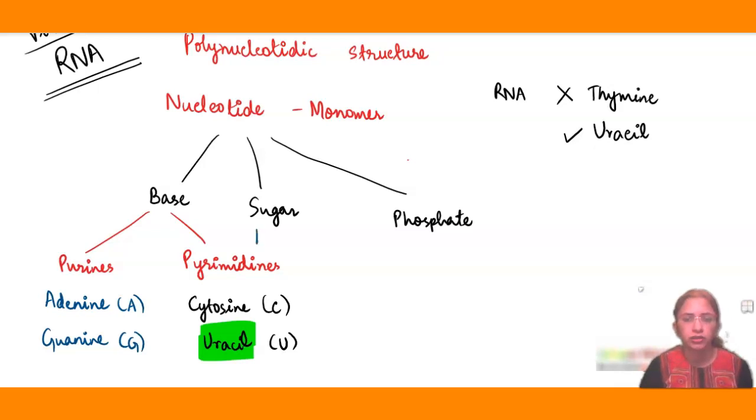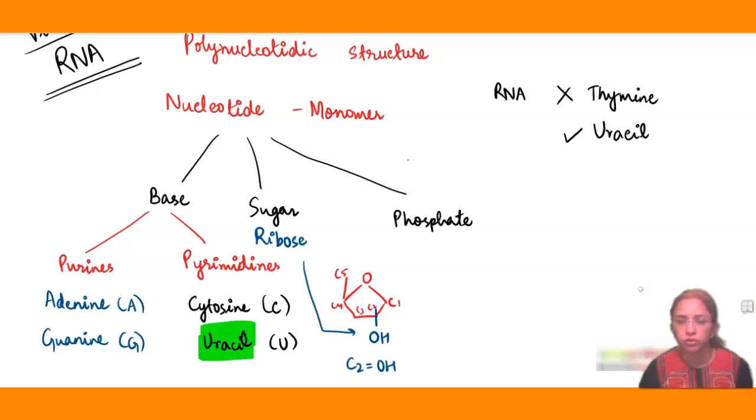And sugar in the case of RNA is ribose. If you want to represent it, it will be represented by a pentose ring. This is C1 position, C2, C3, C4, and of course this will be C5. So at its C2 position, OH group is there. So C2 position, OH or hydroxyl group is there, and this is responsible for the instability of the ribose sugar.